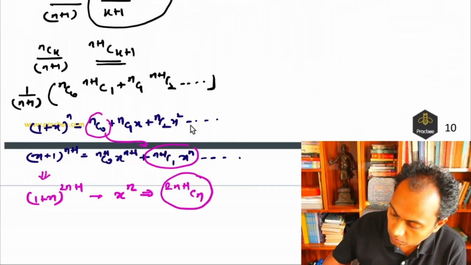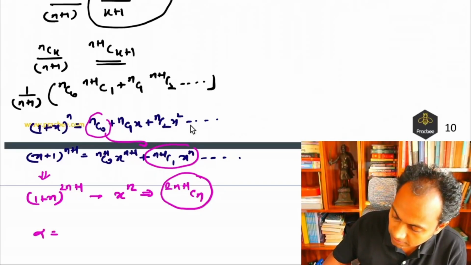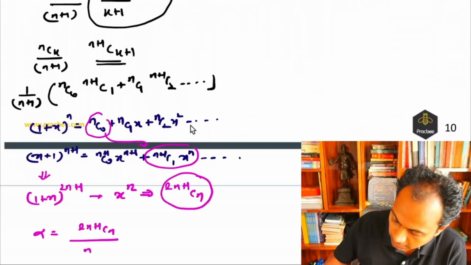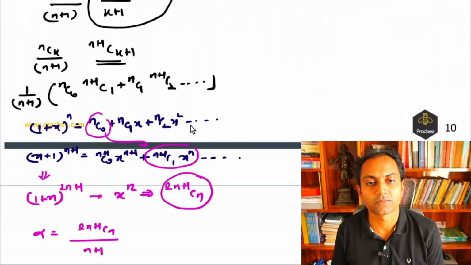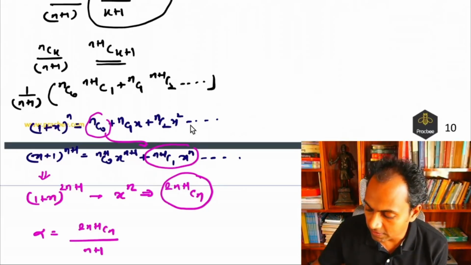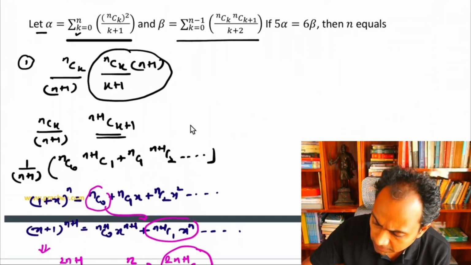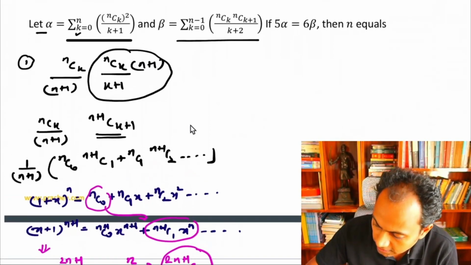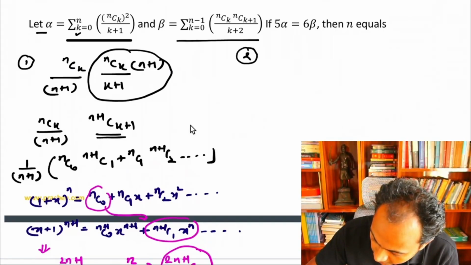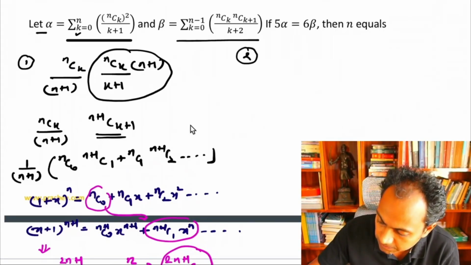So now if you want to write the value of alpha, it is nothing but 2n+1 Cn by n+1. This is the first part of the question. Using multiplication of binomial coefficients, we have figured out the answer. We can do the same thing for the second part as well. So in the second part now, in order to find the value of beta, we will do the same thing.